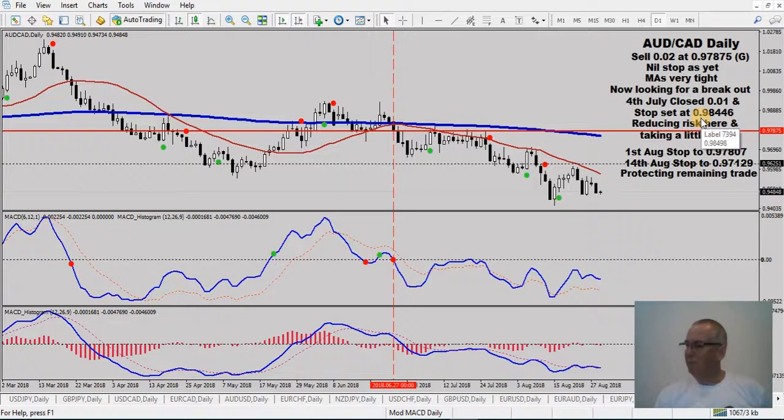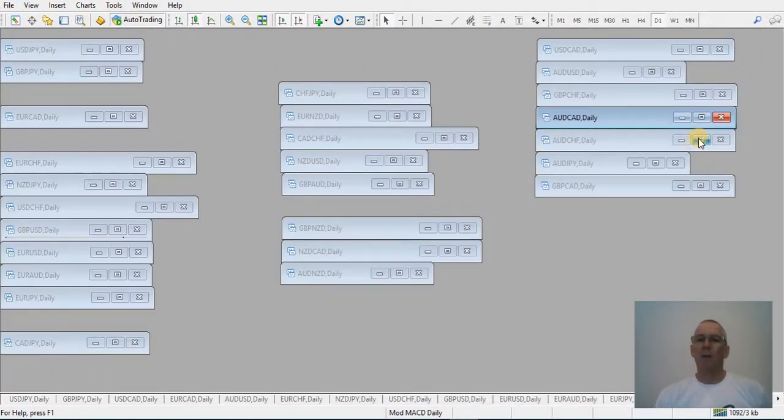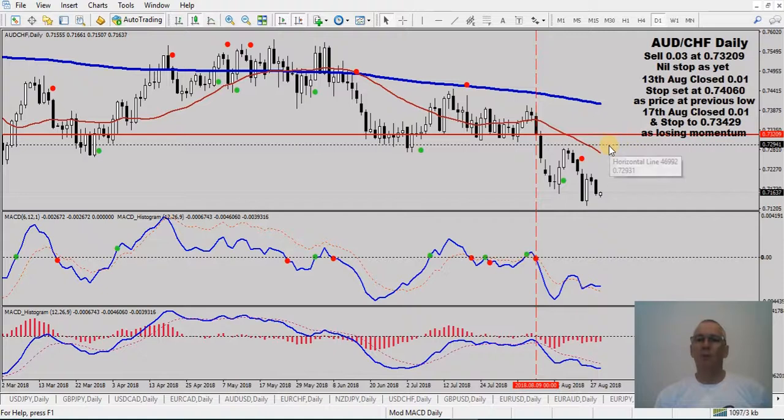AUD CAD, same deal. Stops moved down this morning. We're going to sell from back here. Once again, you can see the fast MACD stayed below the zero level. So all I've done is move my stop down to 0.96251, locking in more profit. That's all that is. That's the Oz CAD. The Oz Swiss in a sell. All I've done this morning is move my stop down, locking a little bit of profit. It's now down to 0.72941, so this can't lose. Already closed 2/3, so yeah, it's all good. And a sell trade there, Oz Swiss.